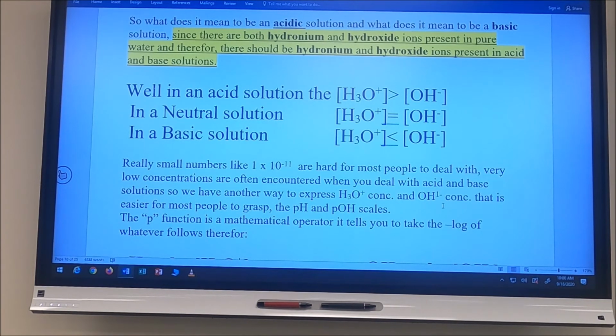Okay? So a very convenient way to express concentration in a fashion that's much more palatable to the general public, and that actually allows you to write the concentration in a more compact fashion, is to use the P function. P is a mathematical operator, and P equals taking the negative log of whatever.